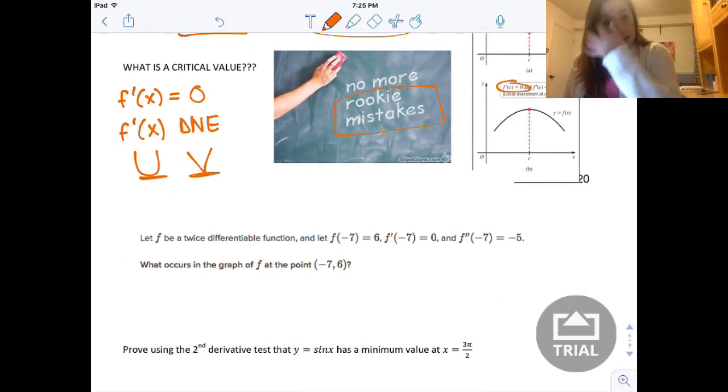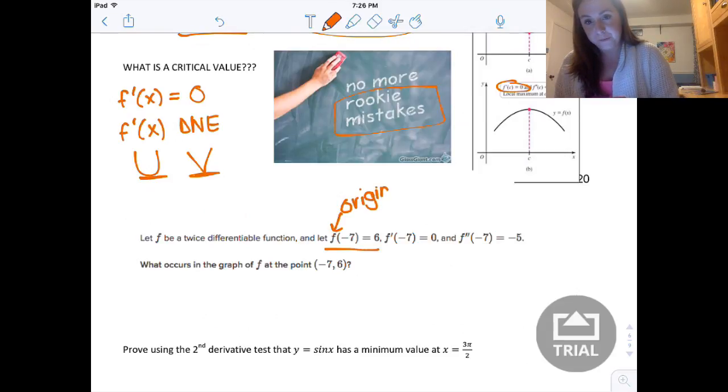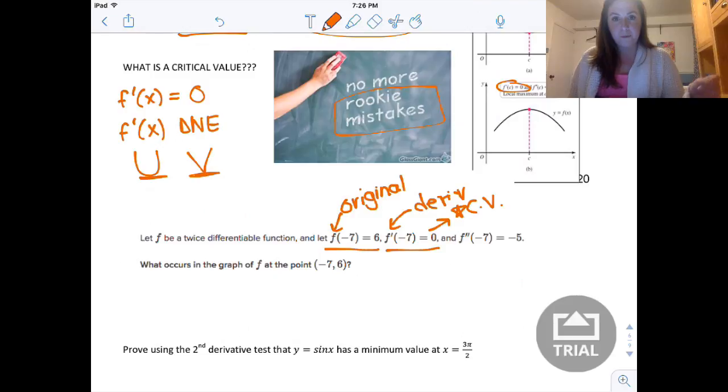I'm going to look at 2 of these. And the first one is just basic, not really a lot of work to do. So the first one says, okay, f of -7 is 6. That's the value of the function. So this is the original, right? And then f prime of -7 is 0. This is my first derivative, right? Which tells me that this is a critical value because I see that that's a 0. I now know that this is a candidate for a max or min, and so now I can go further.